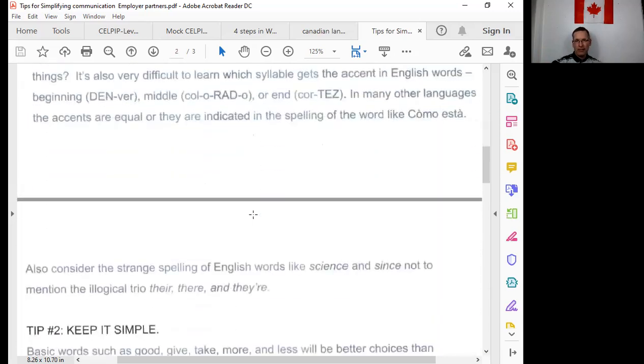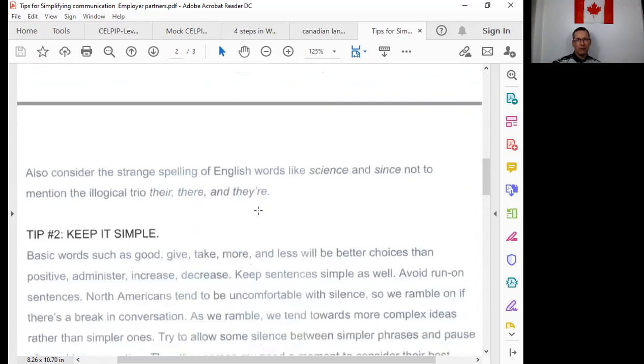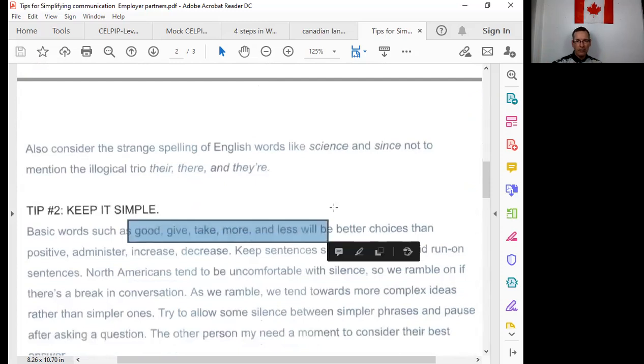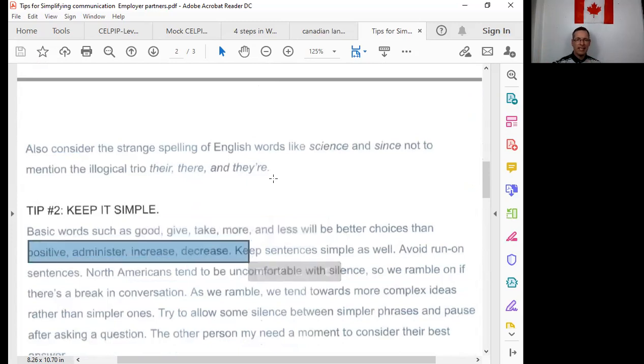So I'll provide this document. You can look through that yourself, but it is a difficult language. So when we're speaking, we need to keep it simple. They give examples here of using words like good, or give or take, more or less. And that's better than using higher vocabulary words like positive, administer, increase, decrease.